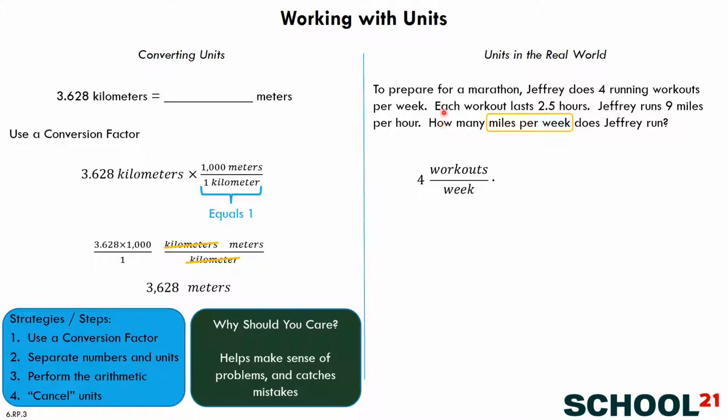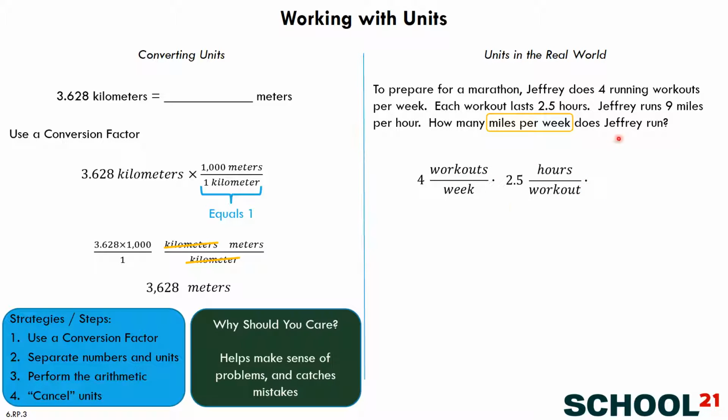Yeah. So this statement that you just said, each workout lasts 2.5 hours. Can you think of a way to write that that's kind of like a unit rate with units? Like workouts per hour or hours per workout? Yeah, hours per workout. And how many of them? 2.5. Good. So if we multiply 2.5 hours per workout, what's going to happen with these workouts? They're going to cancel out, right? So it looks like maybe we should do this multiplication here.